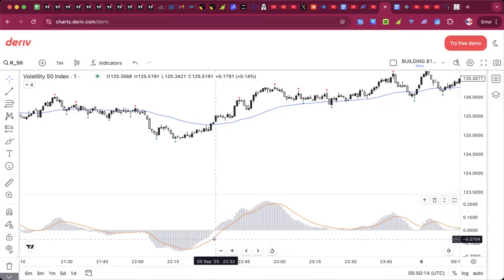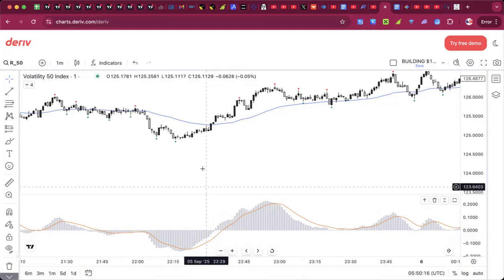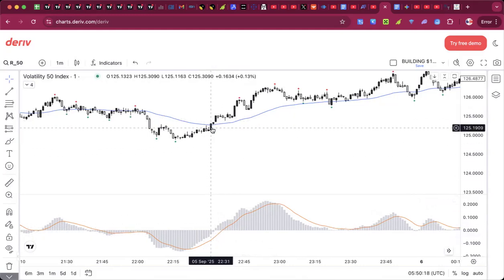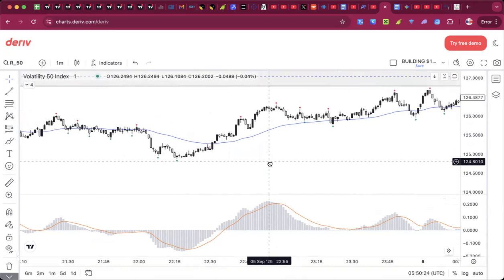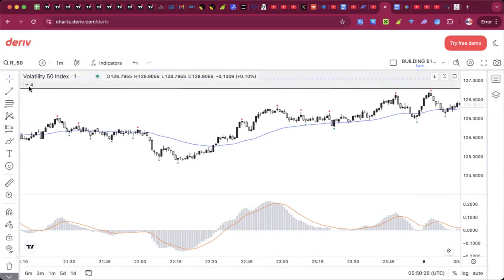Here you get MACD crosses above the 50 moving average. Look at the two of them crossing at the same time. So let's say you are finding an entry here, but of course you must have done your proper analysis to know are we in an uptrend. So if you are in an uptrend, you know that okay, you are good to go.